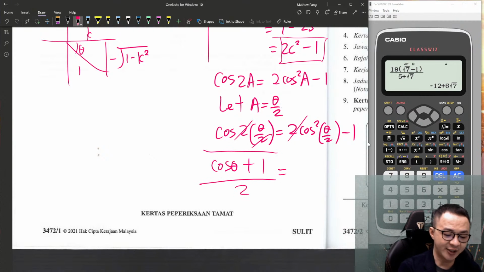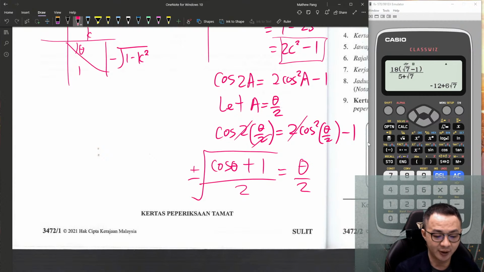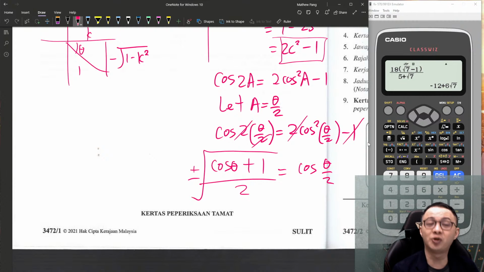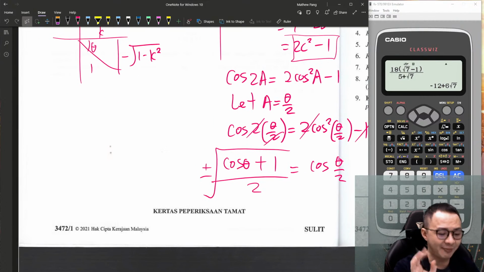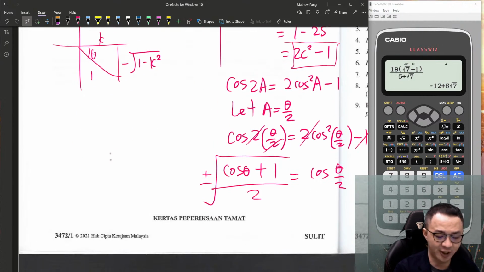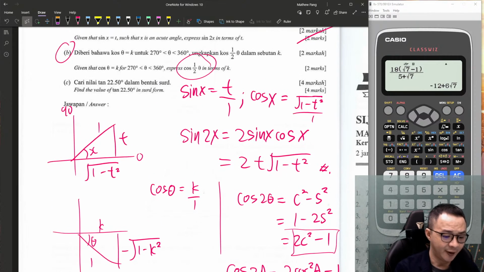The square move to the other side, square root. Plus minus cos theta over 2, sorry. So I just make cos theta over 2 the subject. You can see I throw the negative 1, become positive 1. I throw the 2, divide 2. I throw the square, becomes square root. Okay. However, you have plus minus. I don't like plus minus because normally you shouldn't have two different things here.